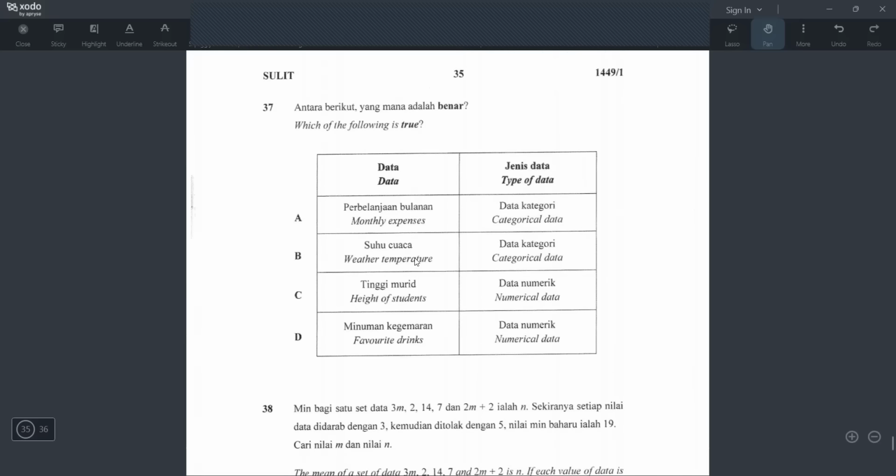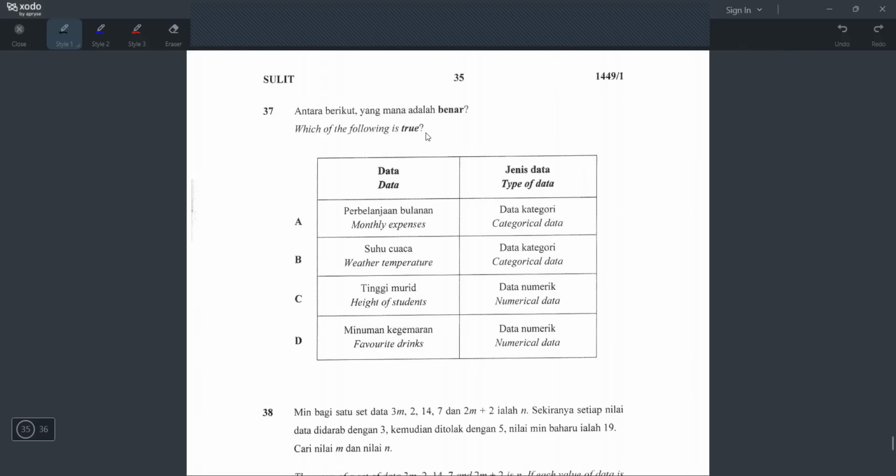Okay, 37. Which of the following is true? Monthly expenses, categorical, numerical. Let's try to understand categorical data and numerical data. What is categorical data? What is numerical data? Categorical data means when you get the data that can be categorized. Whereas numerical data is when the data is in numbers. Because it's numerical, it's in numbers, right? So I'll give you an example.